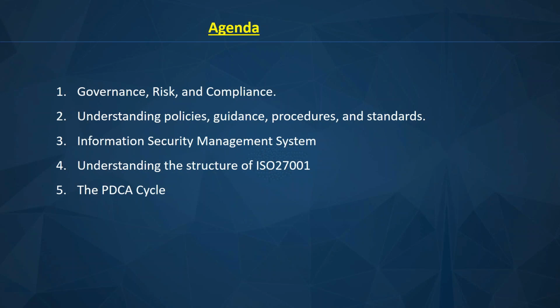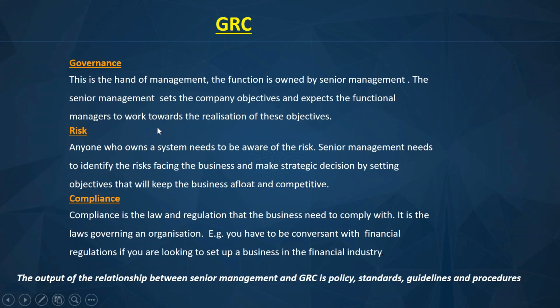So I'm going to be explaining these terms, and I'll be giving you examples. We're going to continue from where we stopped last week in terms of our information security management system, and I'll be linking that up with ISO 27001, and then I'll be explaining what the PDCA cycle is. So this is the objective for today's class. Hopefully, at the end of this class, we'll have a clear understanding of how to implement ISO 27001, and you'll be able to tell the difference between policies, guidance, procedures, and standards.